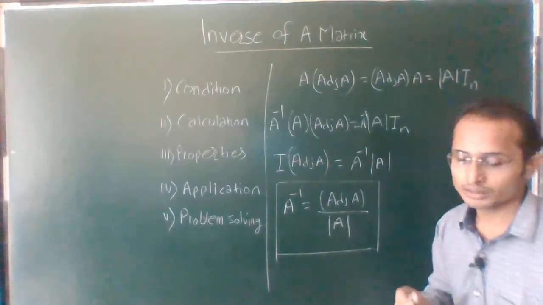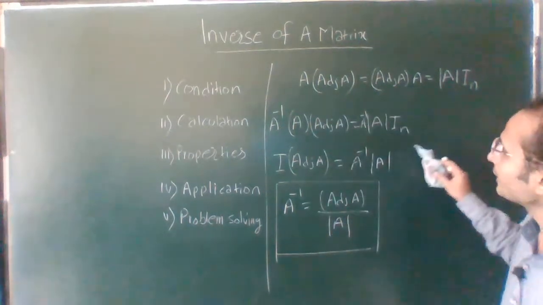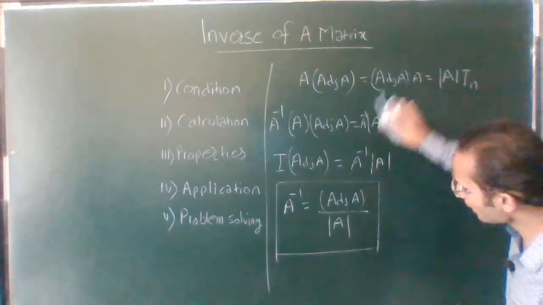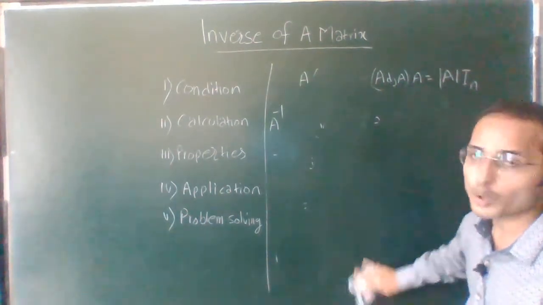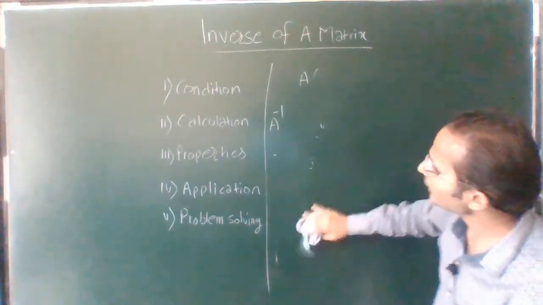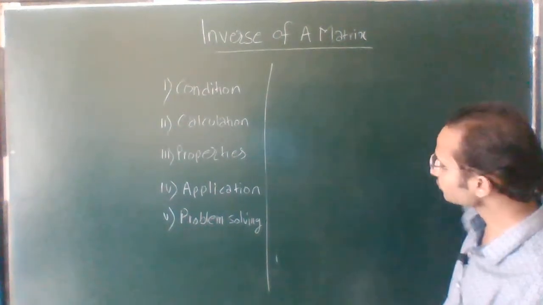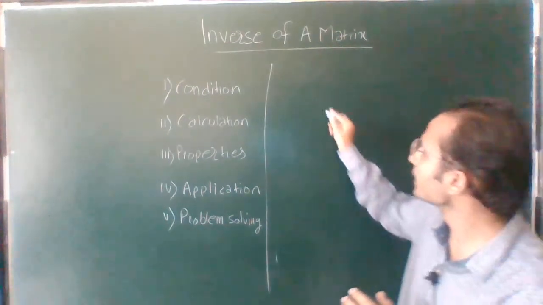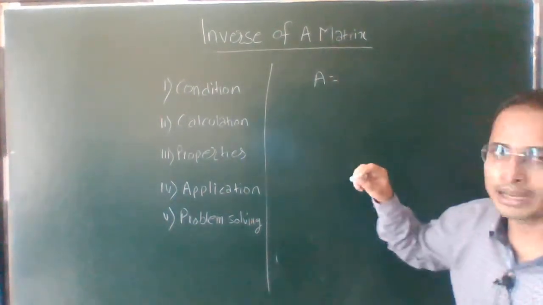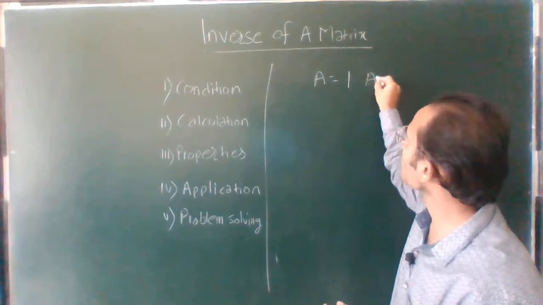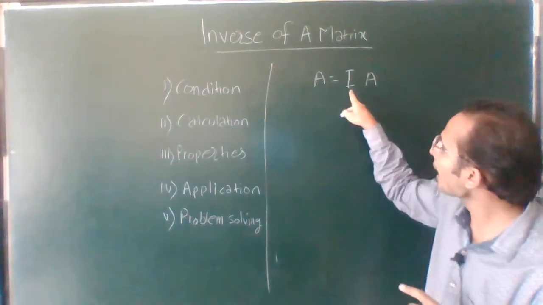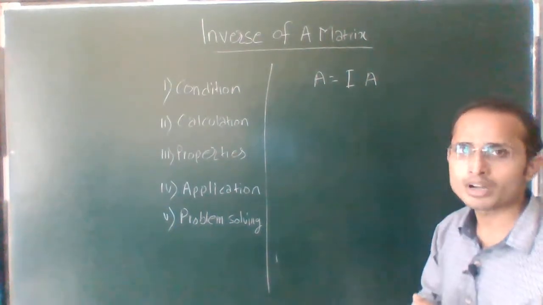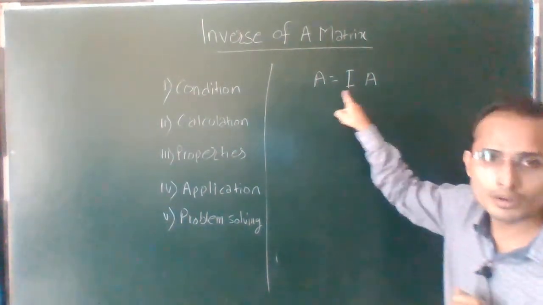The second way to calculate the inverse of a matrix is by elementary transformation. We can calculate the inverse of a matrix either by elementary row transformation or by elementary column transformation. I'm just giving a brief idea of elementary row transformation here. We can write A as I into A. Identity matrix multiplied with A will give you the same matrix. The value will not change.